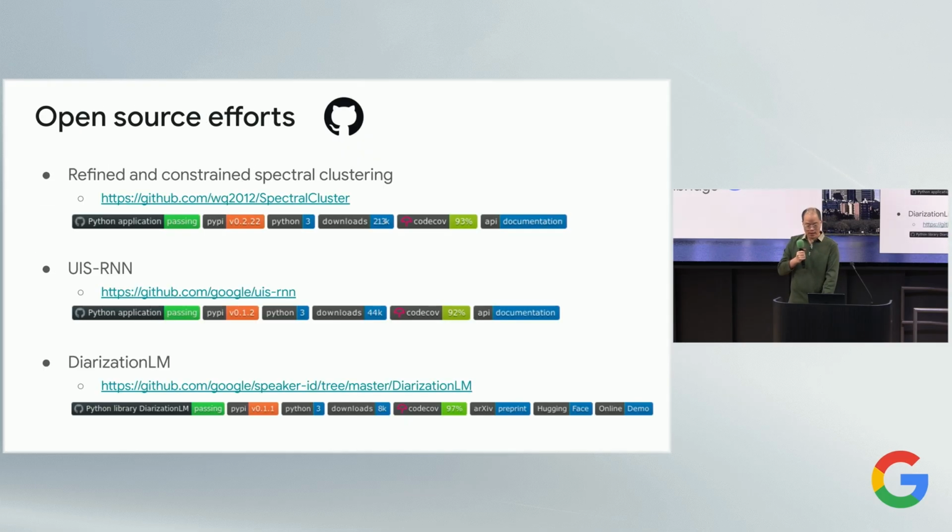Apart from the products, we also tried our best to open source some of our code and algorithms. It's hard because some of our code have heavy dependencies on Google's internal infrastructure. We tried to extract some of them to be isolated from the Google ecosystem and try to share them with the community. For example, the spectral clustering we used, and the UIS-RNN, and also DiarizationLM, which we'll cover later.